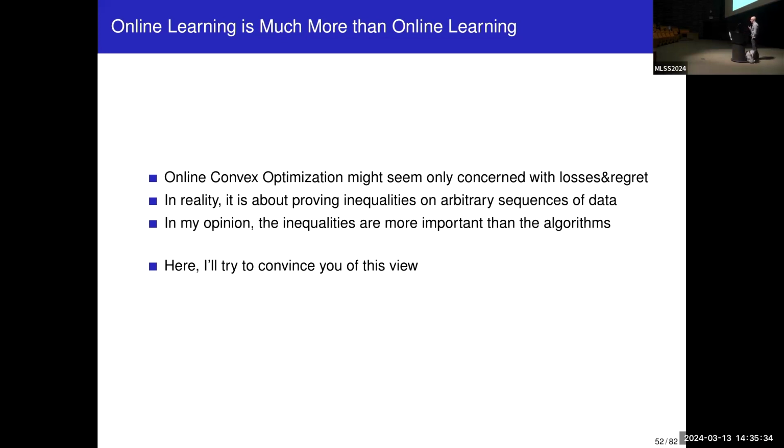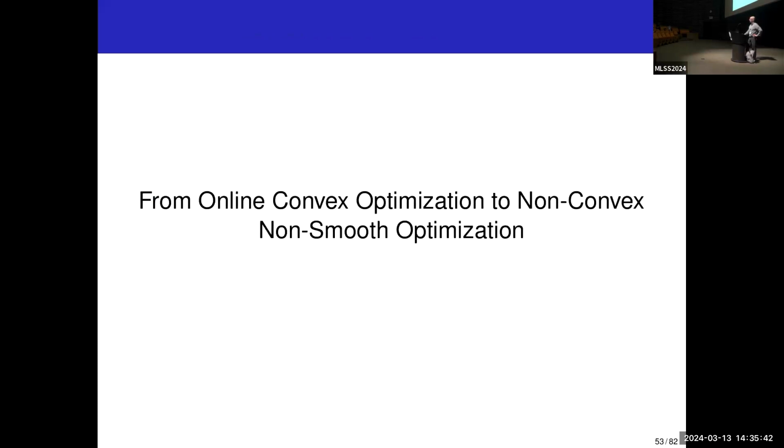And in my opinion, the inequalities that we get are actually more important than the algorithms themselves. And so I'll try to convince you of this view here. The first application that I want to show you is how to use online convex optimization to do non-smooth, non-convex optimization and obtain optimal guarantees.